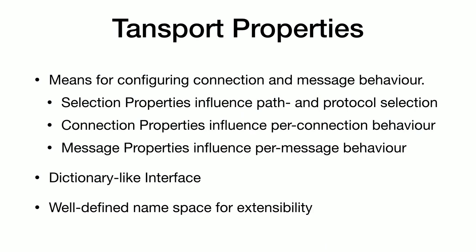So we have selection properties that influence path and protocol selection, we have connection properties that influence per-connection behavior, and we have message properties that influence per-message behavior. They're just used like a dictionary, and we have well-defined namespaces. We have a default namespace for all the things we are currently writing in this RFC, and we have different namespaces, for example, for transport-protocol-specific properties. You just write TCP dot and then the property, and this transport property is only used if the connection is done using TCP. If it's done using QUIC, this is just ignored.